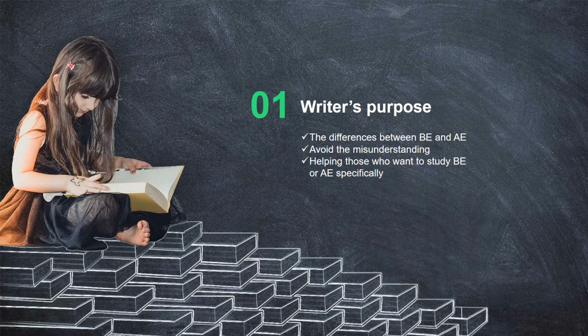Second, avoid the misunderstanding. British English and American English sometimes have different purposes and points of view. So, to avoid the misunderstanding, we have to recognize each element of them. And the last is helping those who want to study British English or American English specifically. For some people, especially those who want to study English better, they tend to choose which accent they're going to learn.